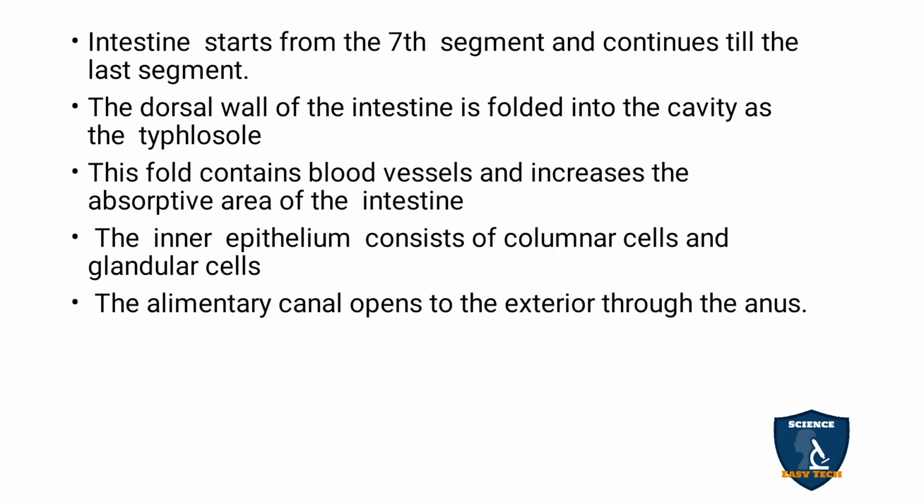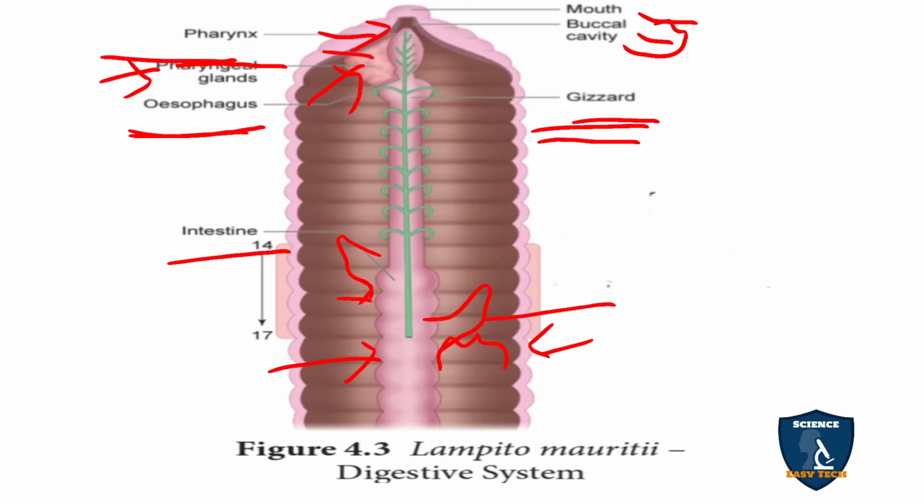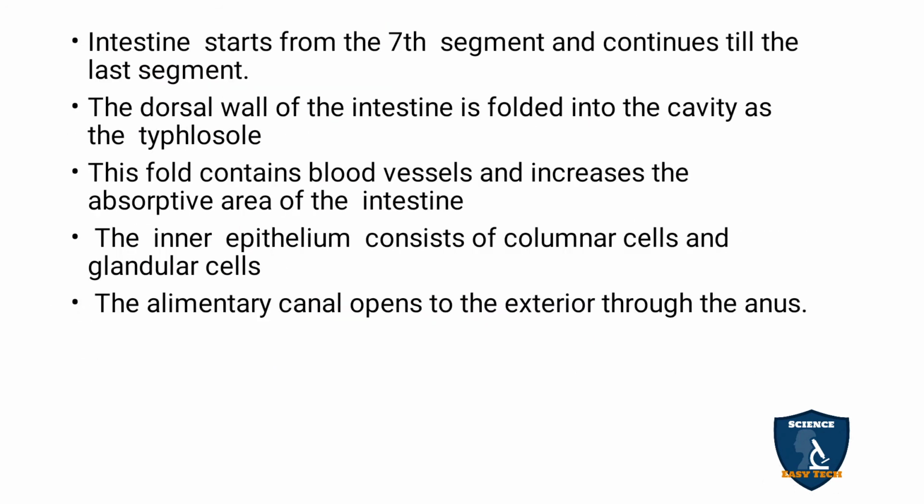Next, you can see the intestine starts from the seventh segment and continues till the last segment, ending at the anus. If you take a cross section of an earthworm, in the intestinal portion you can see a fold which is called the typhlosole.